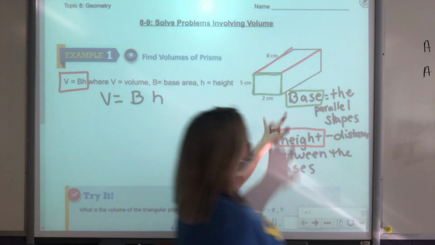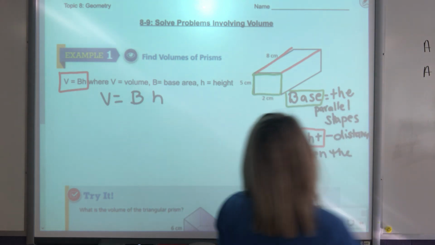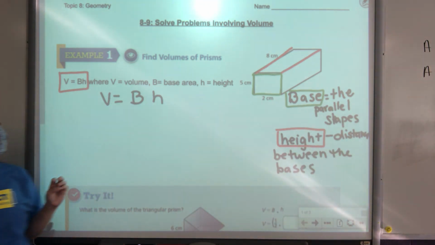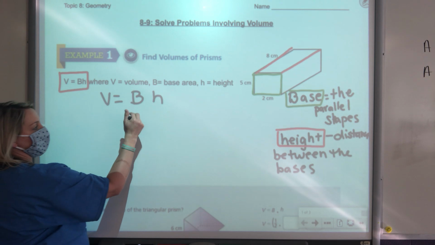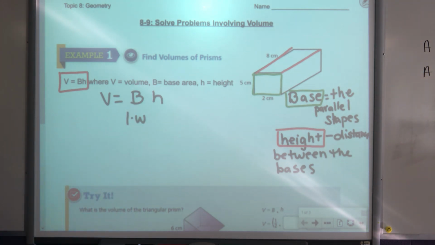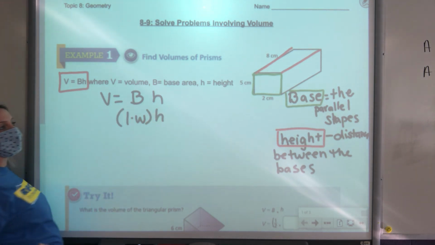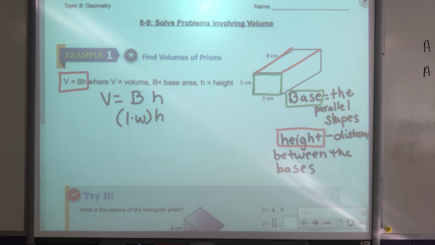Because all four sides aren't equal. Opposite sides are congruent. So this is 5 and this is 5, and this is 2 and this is 2. Not to scale, right? So our base is a rectangle. So we're going to have length times width. Okay. So that's our base area. And then we multiply it by the height. If it was a circle, we'd use the area of a circle, pi r squared times height. If it's a triangle, we're going to use half base times height times height.